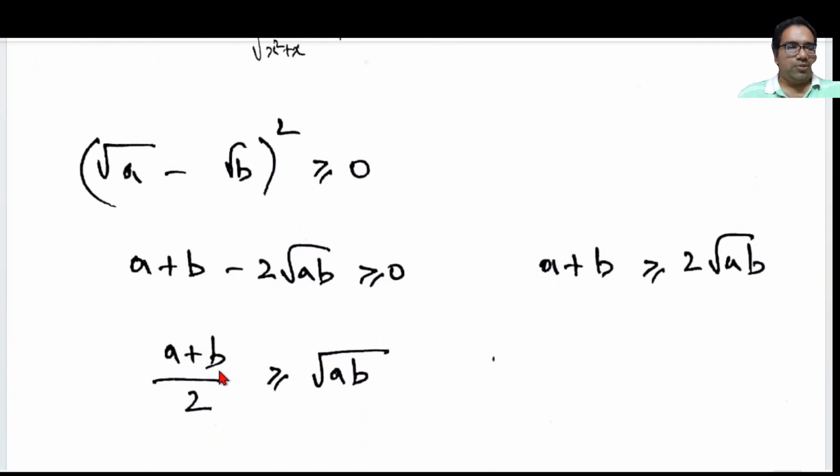Then this becomes 2a by 2, which is a. Here also root of a square, which is a. Right. Very simple. But here we need to be careful that a, b are positive. Otherwise, it becomes root of some negative number, which is not defined.